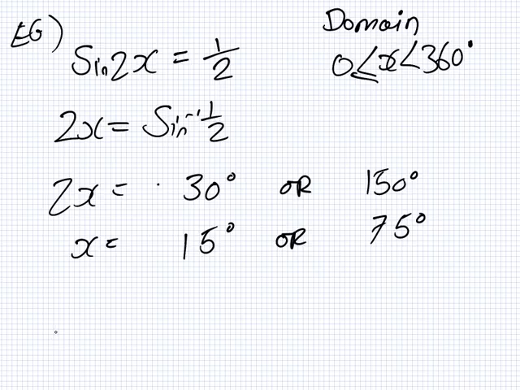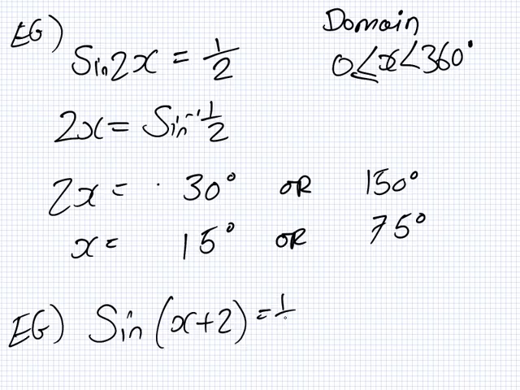Okay, now let's do an example with radians just to make it a bit different. Let's say we have sine x plus 2 equals a half, and x is between 0 and 2 pi this time.